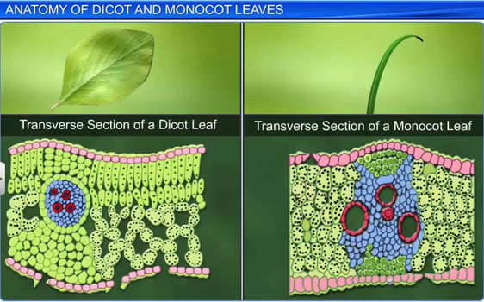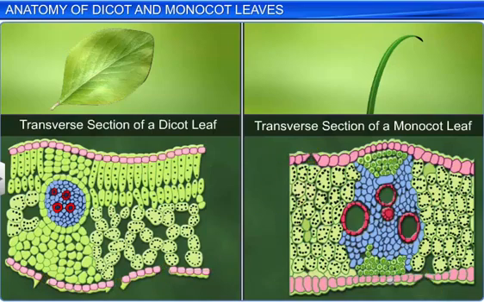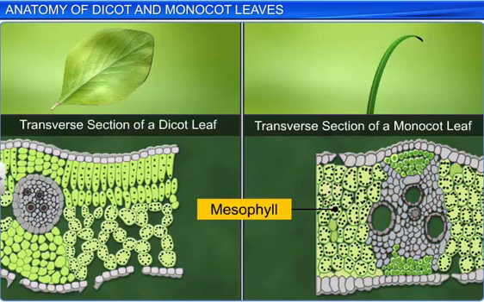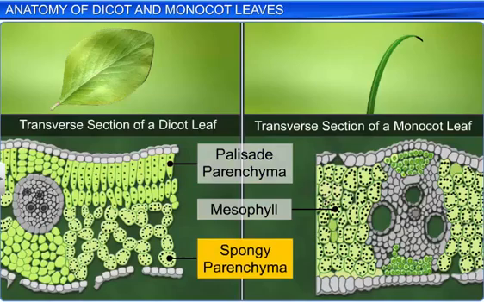Unlike a dicot leaf, where stomata are found in greater numbers in the abaxial epidermis, in a monocot leaf, stomata are present on both surfaces of the epidermis. Moreover, the mesophyll cells are not differentiated as palisade and spongy parenchyma in a monocot leaf.